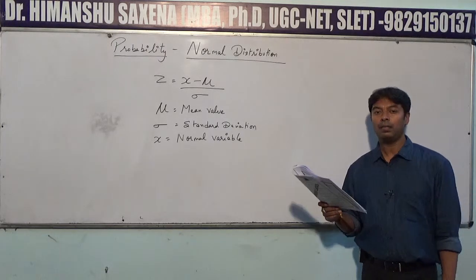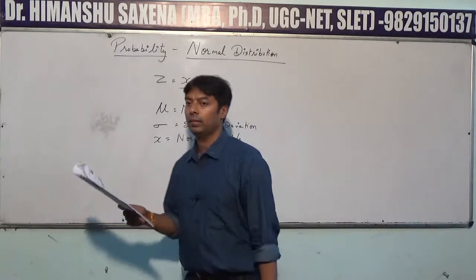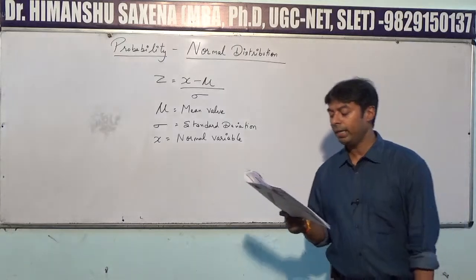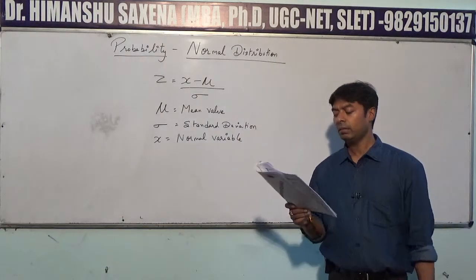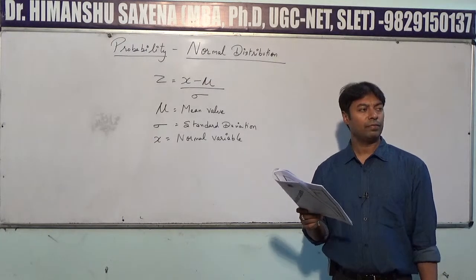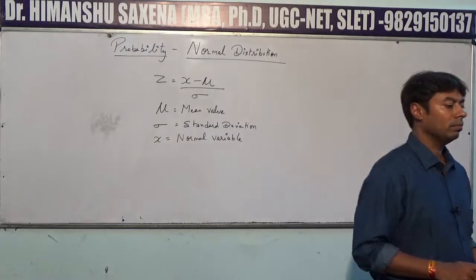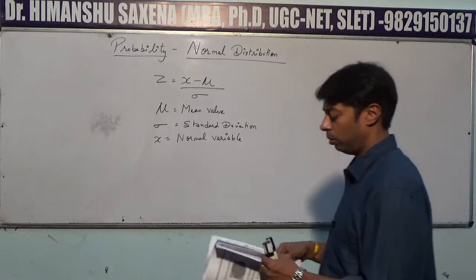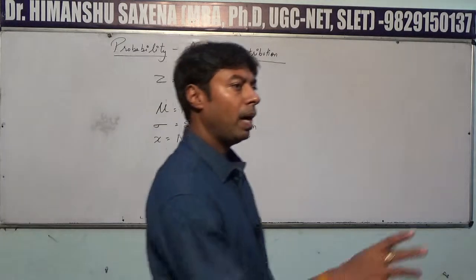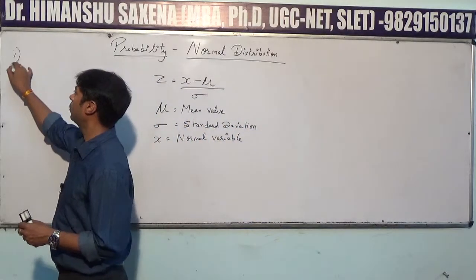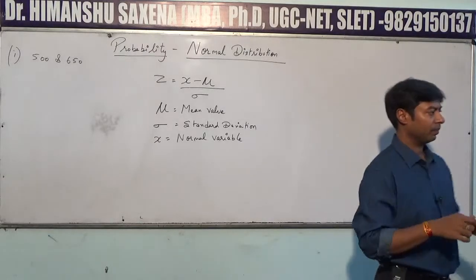Now in this question there are different parts. We'll discuss the first part. The first part says that calculate the probability that a student will take between 500 and 650 hours to complete the program. Right? Okay. Now the first part says that you have to find the probability that a student will take between 500 and 650 hours to complete the program. This is the first one.